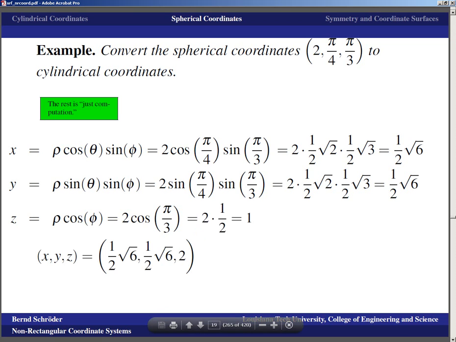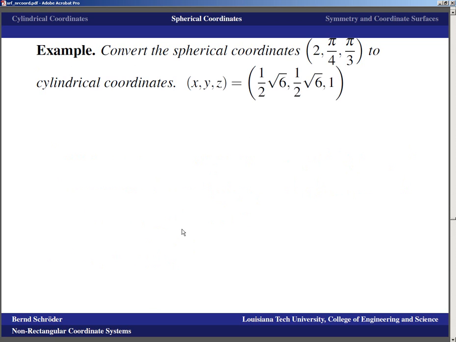That should be a 1. Okay, sorry about miscopying. That actually is supposed to be a 1, so it's 1/2 root 6, 1/2 root 6, and 1. That's what we keep with us, 1/2 root 6, 1/2 root 6, and 1.